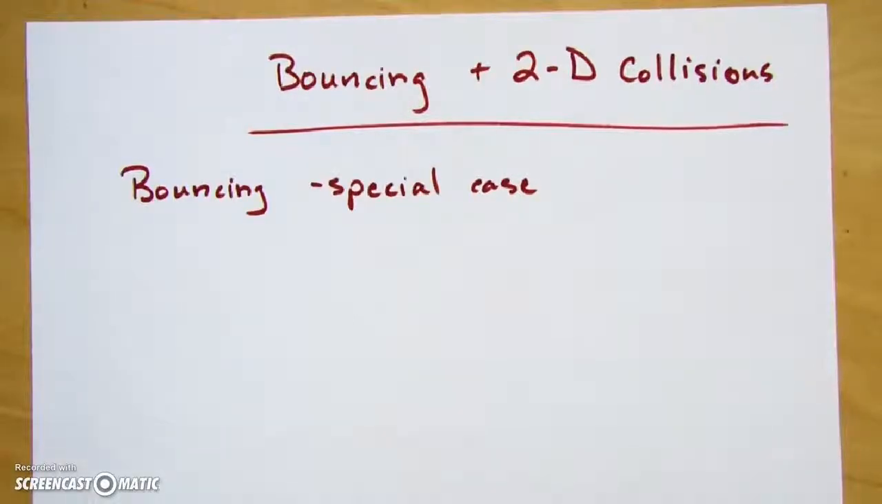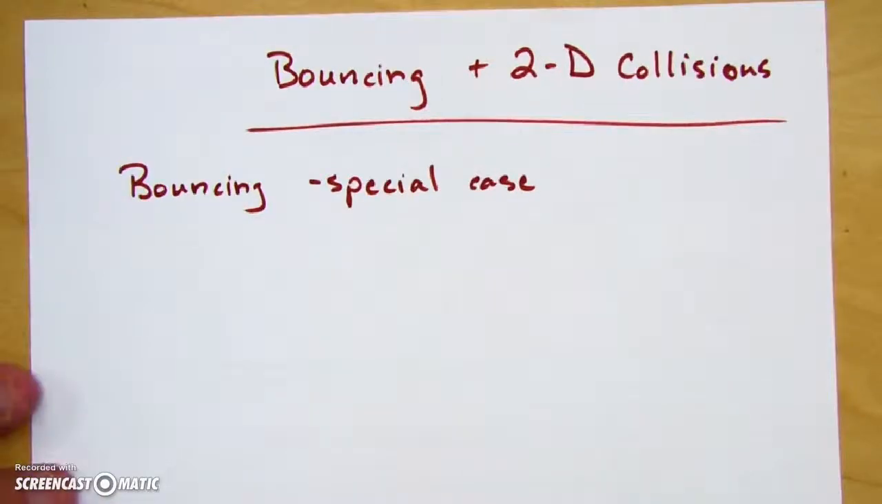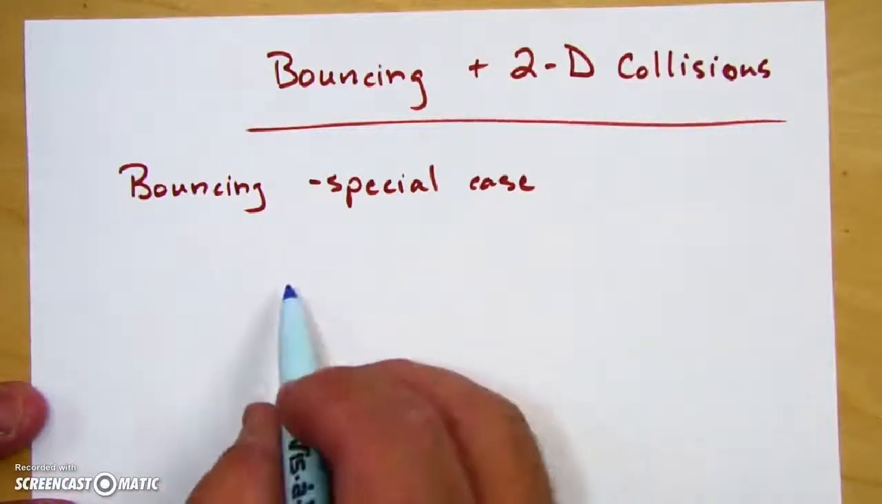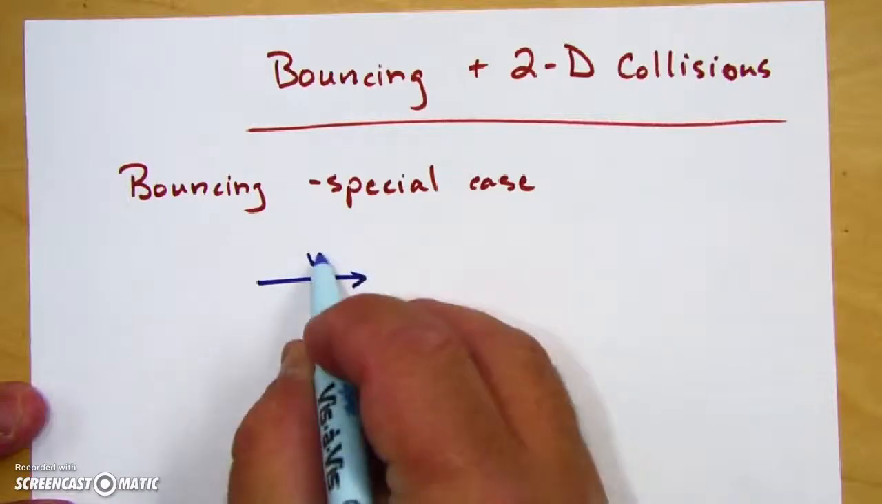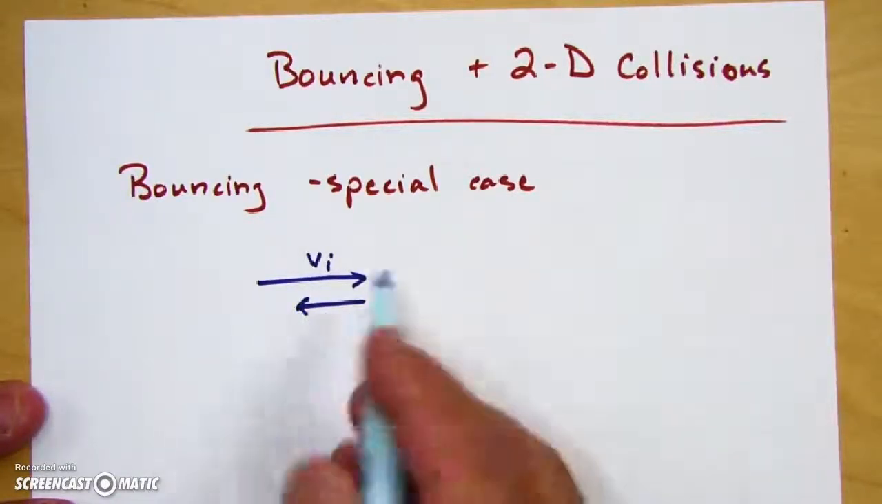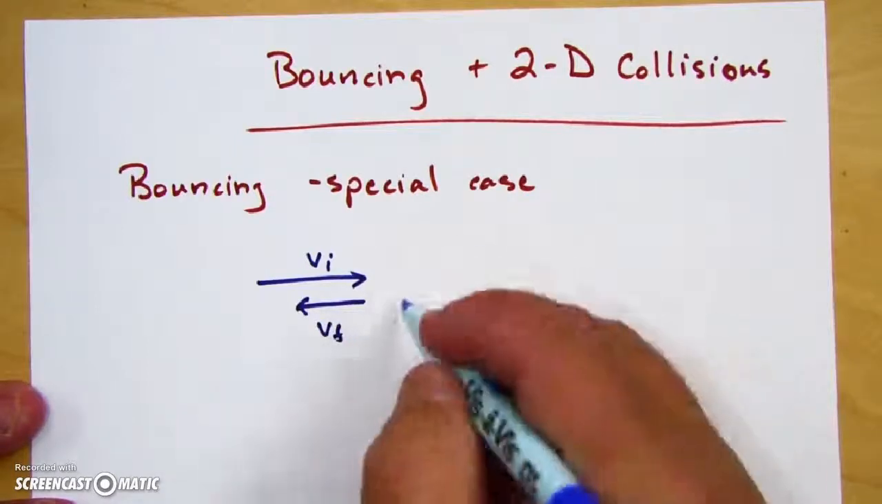Okay, let's wrap up momentum by talking about what happens when an object bounces off something else, which is a special case of conservation of momentum, and also two-dimensional collision. So let's talk about bouncing first. The key thing is when something bounces, I go from a velocity initial in that direction to a velocity final in that direction.